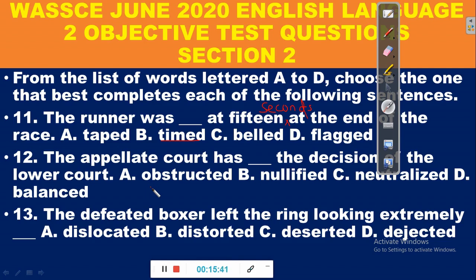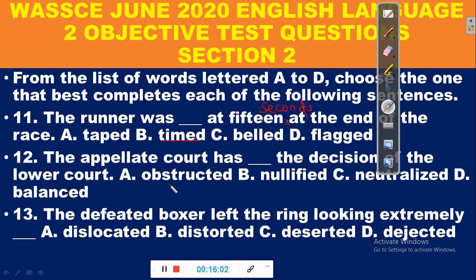It has to collocate with the other words that come before or after it. It has to be able to fit in and be used meaningfully with the words next to it. So let's now examine it.